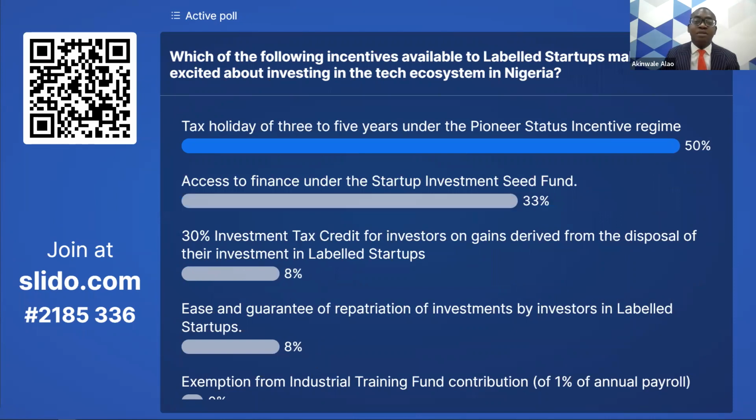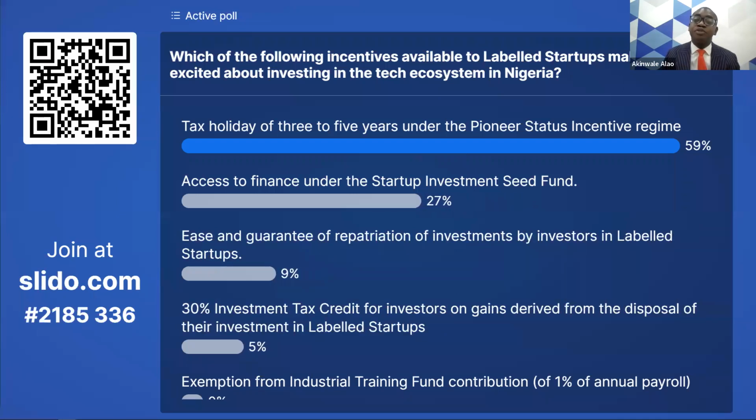You know, which one are you most excited about? Which one will really move the needle? Which one will really drive the kind of investment we are looking to see in the tech ecosystem in Nigeria? Okay, so tax holiday.